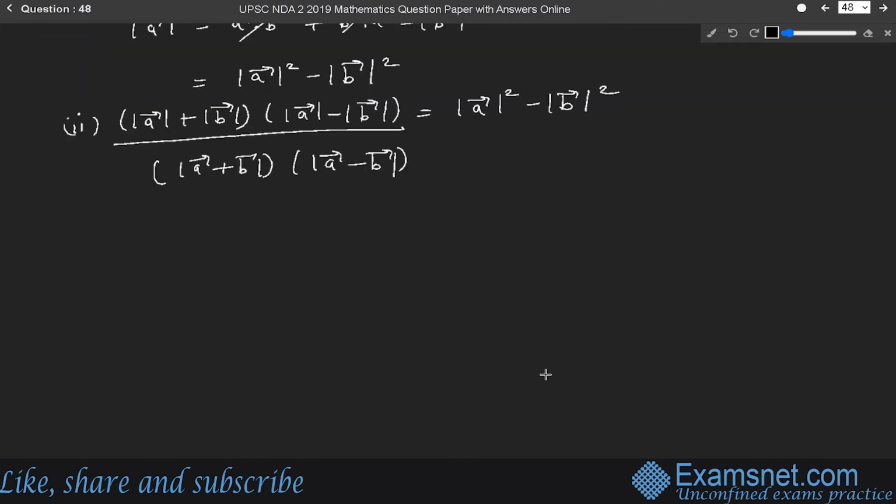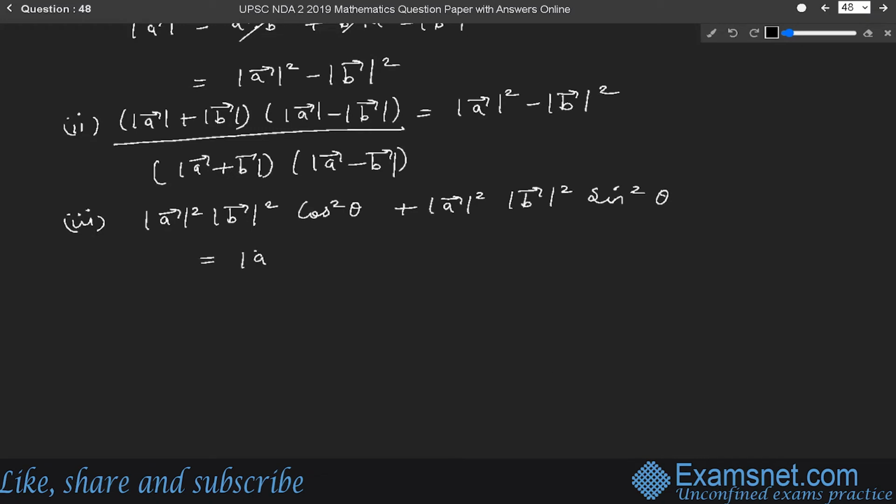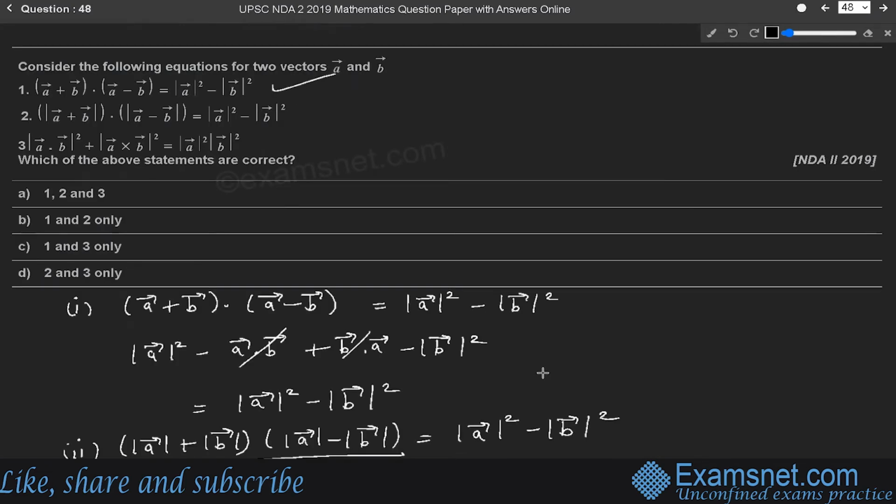Now, talking about the third statement, it is modulus of A vector whole square into modulus of B vector whole square cos square theta plus modulus of A vector whole square into modulus of B vector whole square into sine square theta. So this will be equal to modulus of A vector whole square into modulus of B vector whole square. Since we know that cos square theta plus sine square theta is 1, therefore we can say that this is correct. So first and third statements are correct and second is wrong. Therefore, the correct option for this question is option number C, which is first and third.